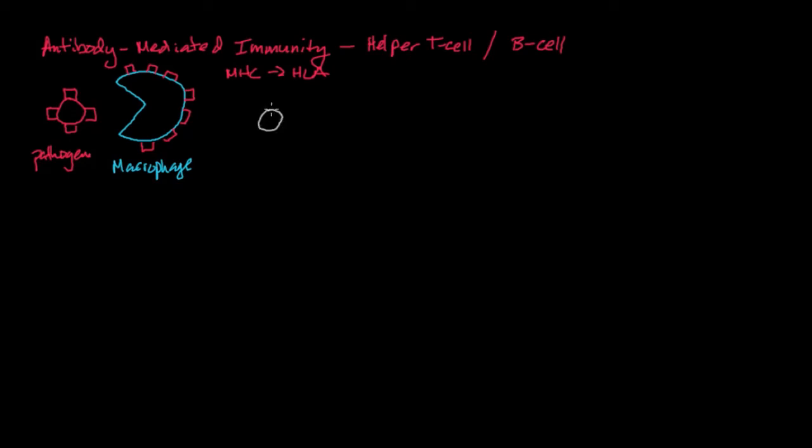Then we have another helper T cell that encounters this macrophage. And again, this helper T cell has a specific shaped receptor to a specific shaped antigen.